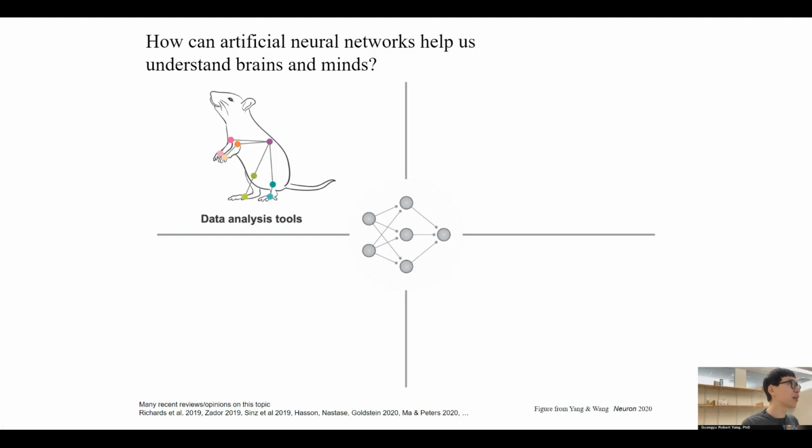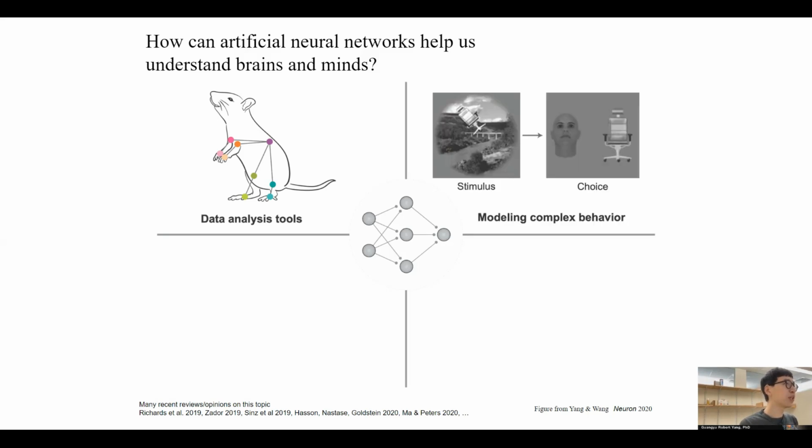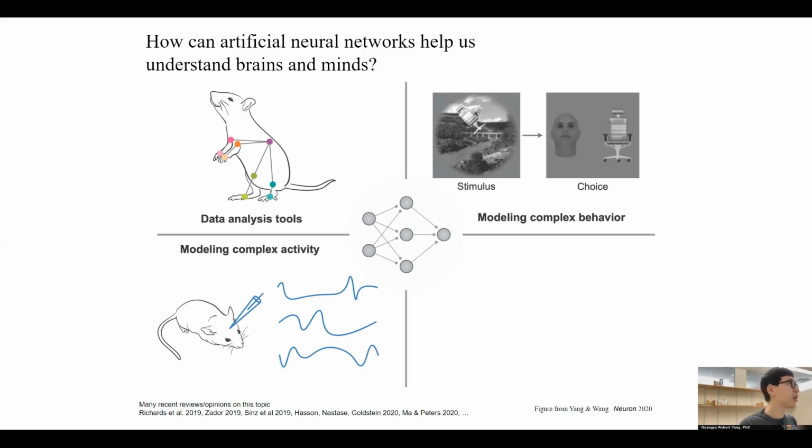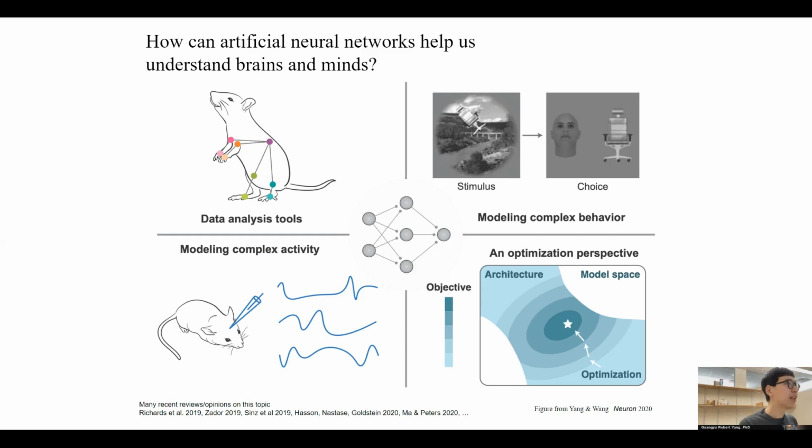Neural networks can be used as data analysis tools, similar to how they're being used in other fields as well. But they have a special relationship with the brain, as in they can be used directly or after some modification as computational models of the brain. They're useful because they can help us model complex behaviors, and they can help us model complex activity patterns.